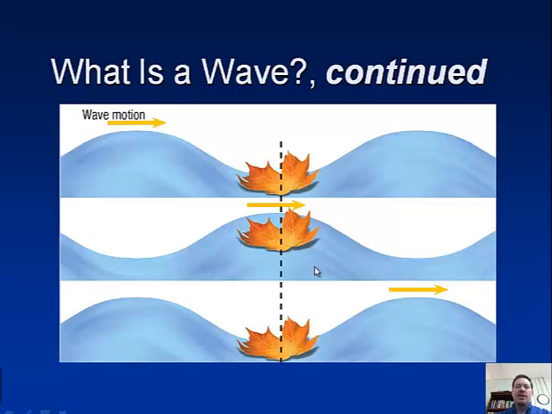If we look at this visual here, we've got the wave motion going from left to right. But if we see a leaf sitting on the wave, the leaf just sits motionless. It'll sit in this one spot, even though the wave motion is going from left to right. So it'll stay put.